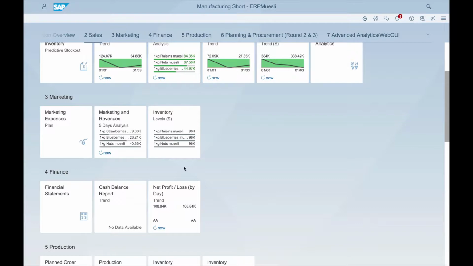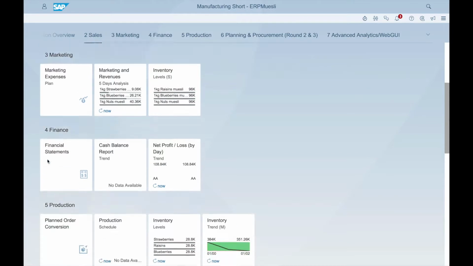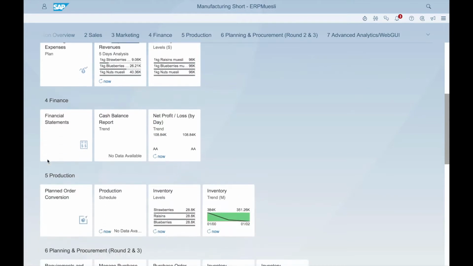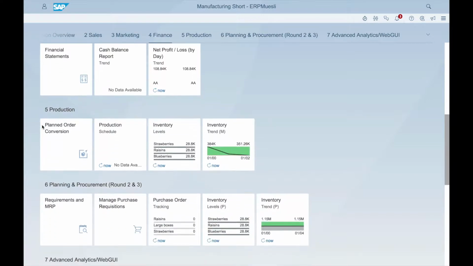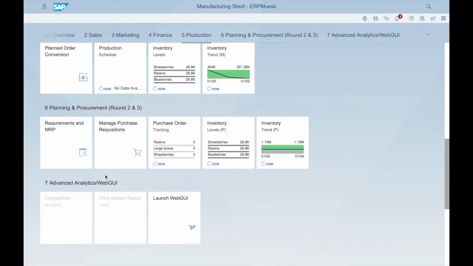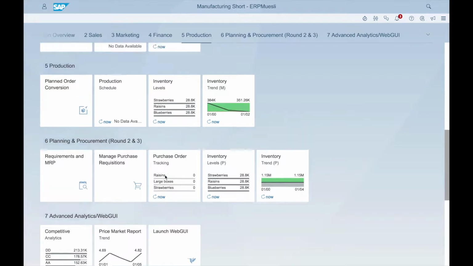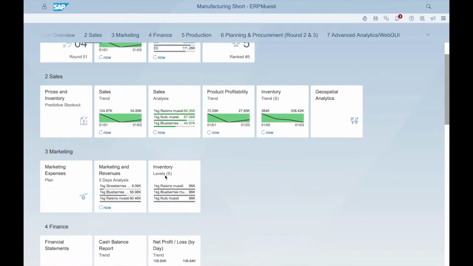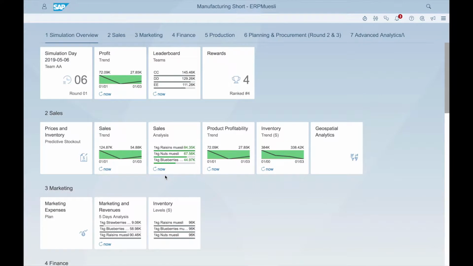The third row, the marketing row, is where advertising expenses will be entered and monitored. The fourth row belongs to finance, where finance-related details can be found. The fifth row is the production row, where users will combine products to make muesli cereals. And the sixth is reserved for planning and procurement, which will be used to order independent requirements like blueberries, nuts, and oats. Keep in mind, this is only one of our simulations. We have different types of simulations covering different types of business scenarios and other varied roles.